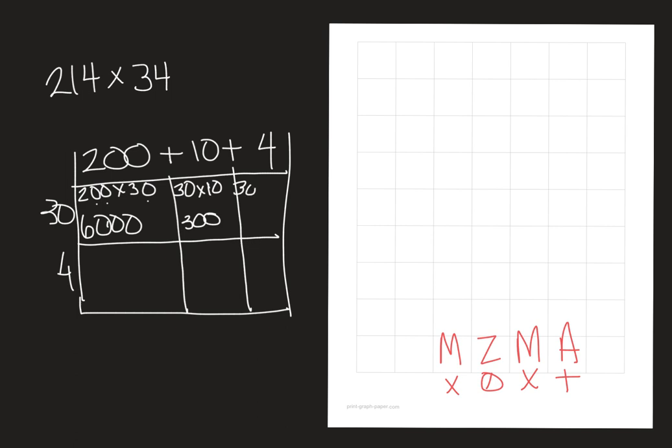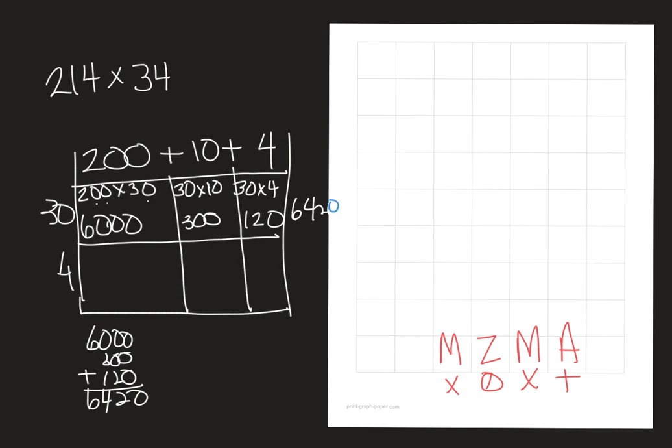And then I have 30 times 4. Well, 3 times 4 is 12, and add 1 zero, which would be 120. So 6,000 plus 300 plus 120 should equal 6,420 when we look for our partial products.